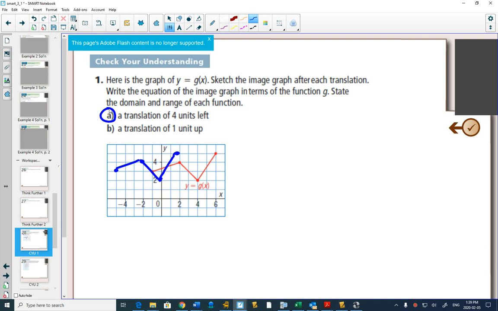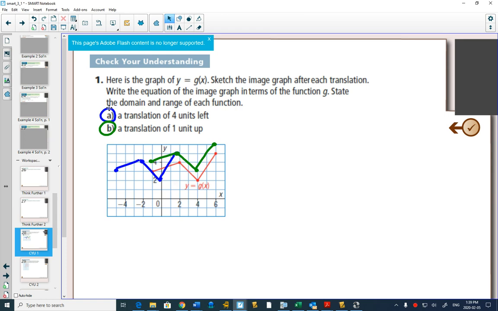There's our graph. In B, it says a translation 1 unit up. So I take this point, move it up 1. This red point, move it up 1. Up 1, up 1. Draw the lines. Okay?